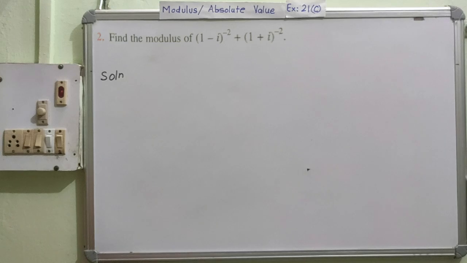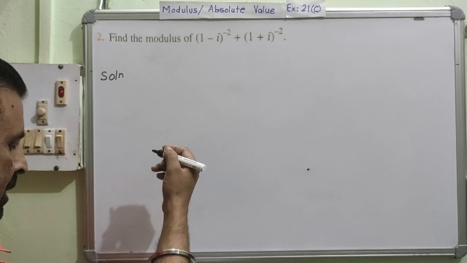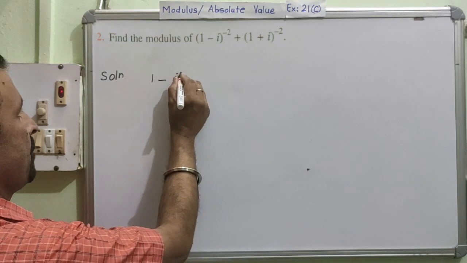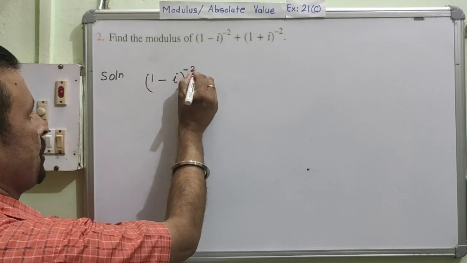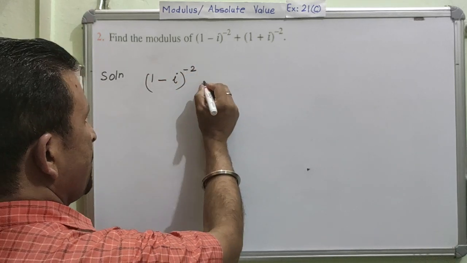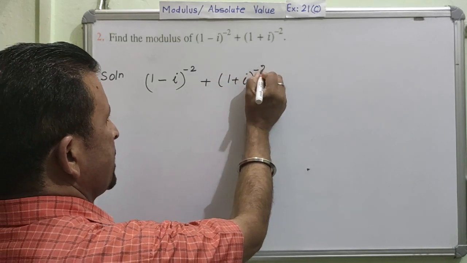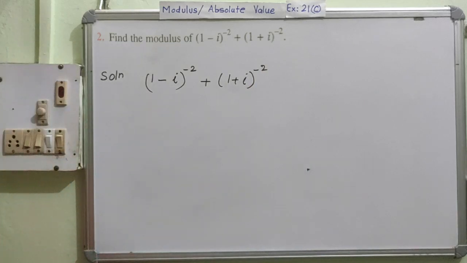Okay, now we are moving on to question number 2. The question number 2 says, find the modulus of the given expression. So let us see how can we find the modulus of this given expression. First of all, let us write down the expression. The expression is 1 minus i to the power negative 2, right? Then plus 1 plus i to the power negative 2. So this is our given expression. Now this expression we have to solve. We have to find the modulus of this given expression, right?